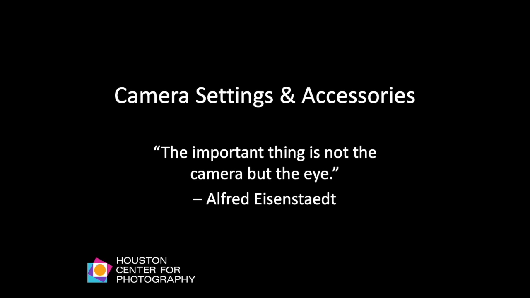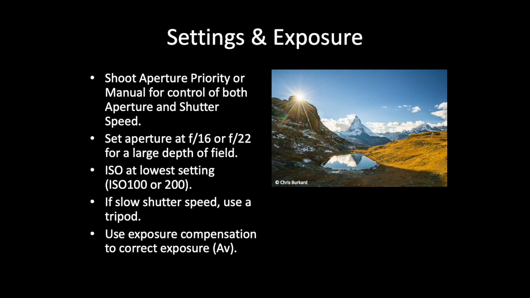Let's now talk a little bit about camera settings and some accessories that are nice to have when you're shooting landscapes. When shooting landscape, set your camera to aperture priority, or if you are comfortable, it's always better to shoot fully manual so that you can control both aperture and shutter speed. Set an aperture of f16 or f22 for a large depth of field, and your ISO at the lowest setting possible on your camera, which will be ISO 100 or 200.